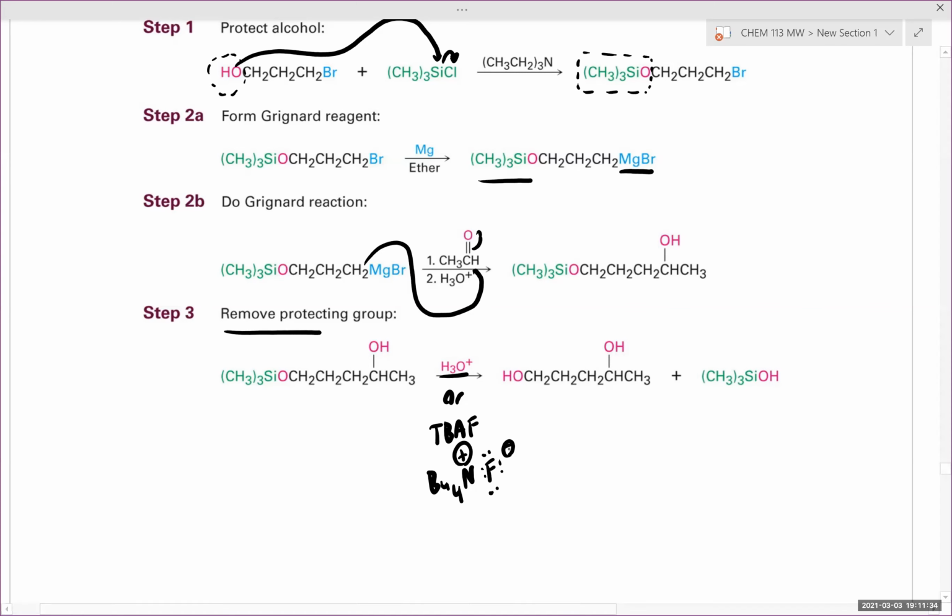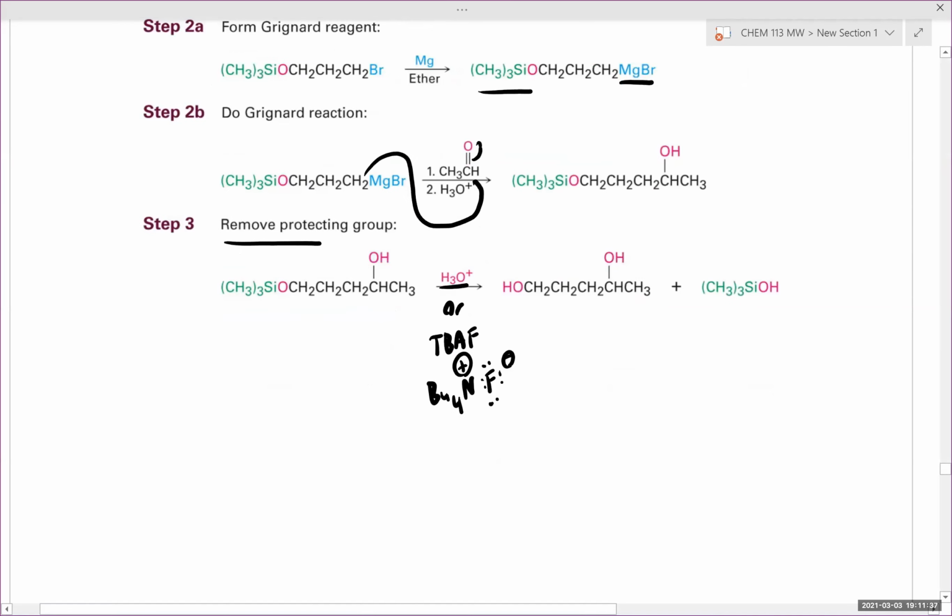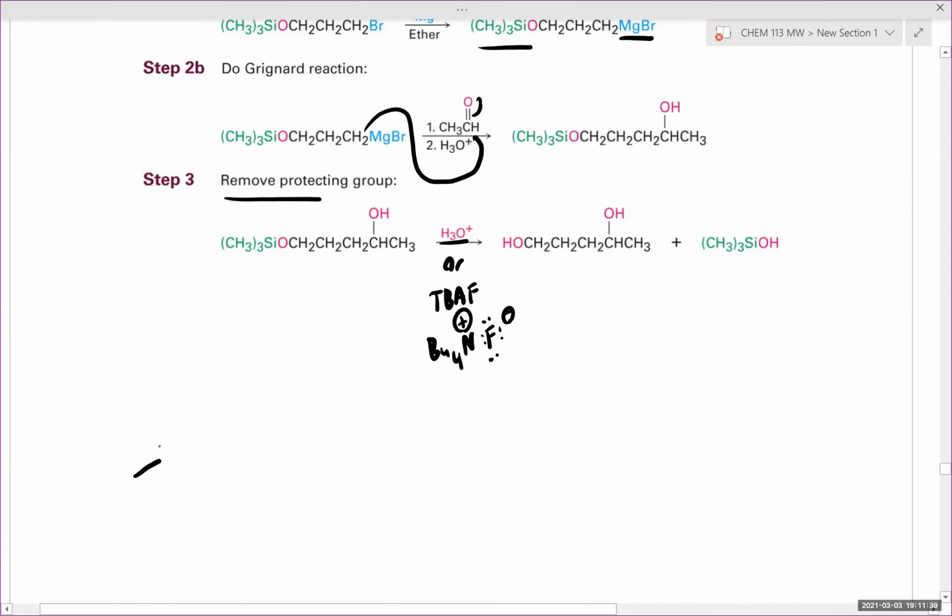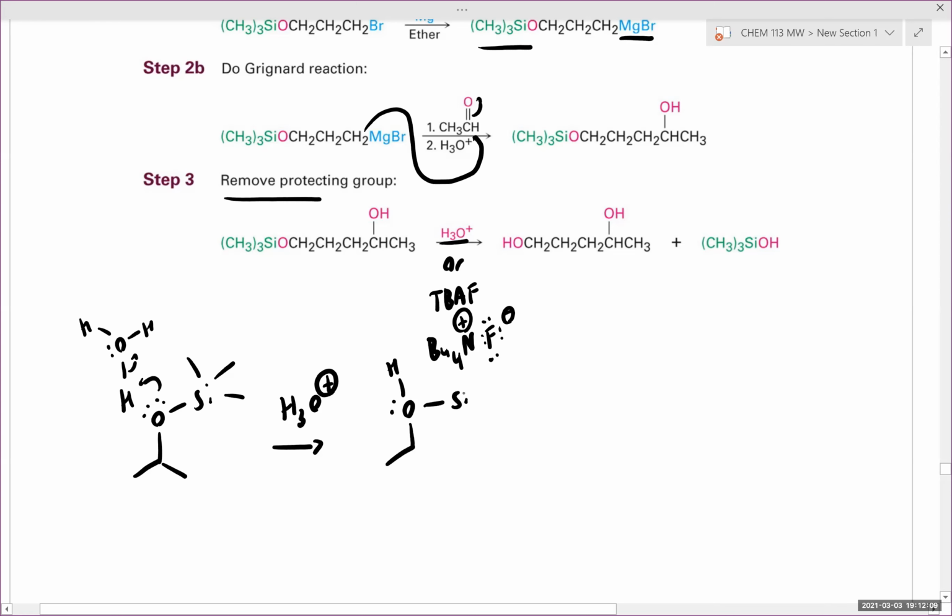So to talk a little bit about the mechanisms for removing protecting groups, let's just talk about what happens if you have your typical trimethylsilyl protecting group and you are trying to remove it. Let's first look at what happens under acidic conditions. Under acidic conditions, the first thing that's going to happen is we're going to protonate this trimethylsilyl ether oxygen. So we're slowly generating a more activated leaving group.